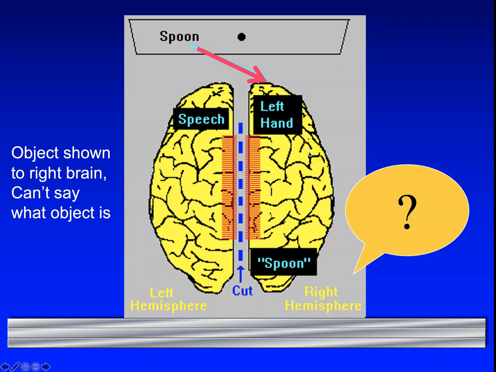They say, oh, I didn't see anything, or I don't know, or whatever. They couldn't say that word that was going to the right brain. Nope, didn't see anything, I don't know.